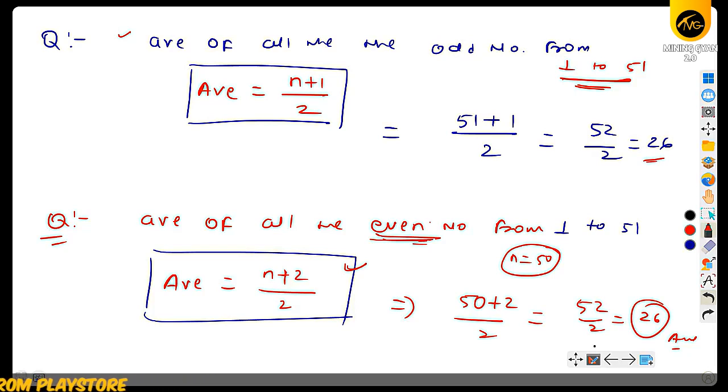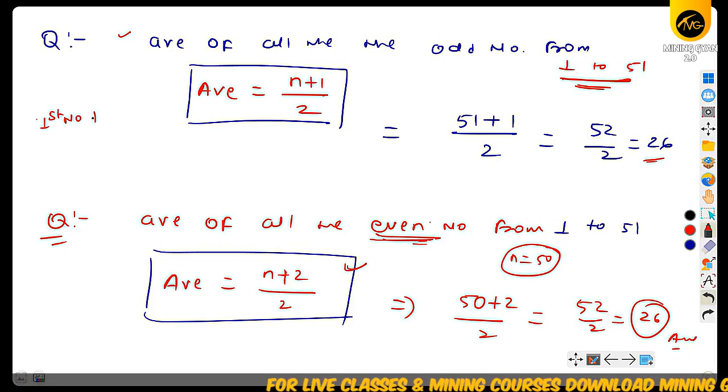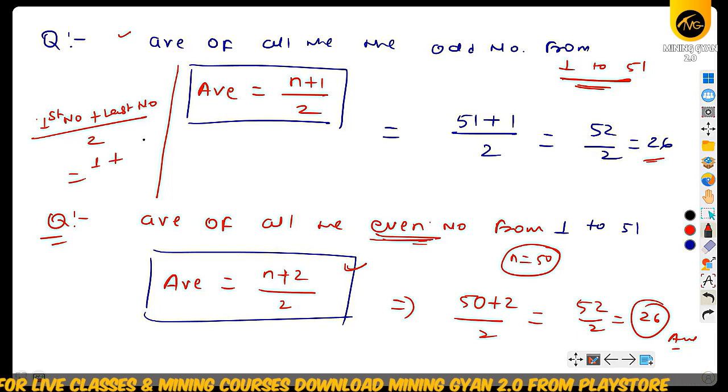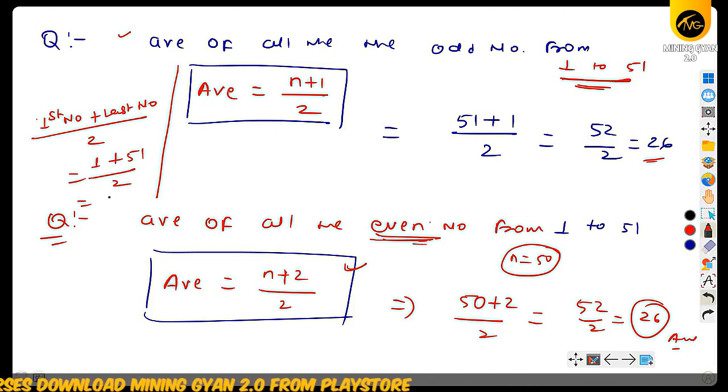अगर आप चाहो तो एक और तरीका है जिससे हम बना सकते हैं, like by using a similar kind of example formula, that is first number plus last number divided by 2. This is the second method. So first number, what is the first number between 1 to 51? That is 1. Correct? Now the last number is 51, and divided by 2. So again 52 divided by 2, that is 26.